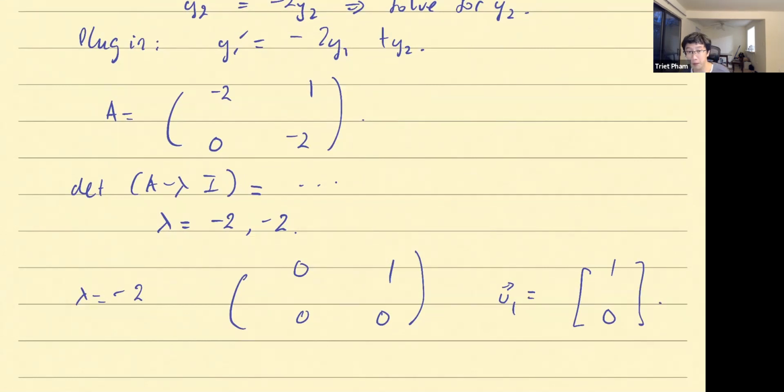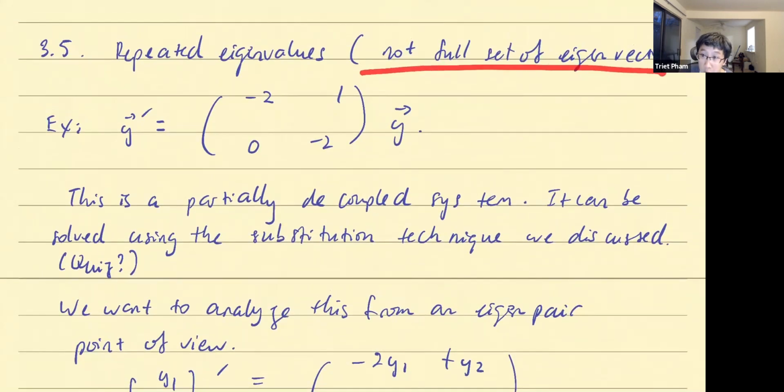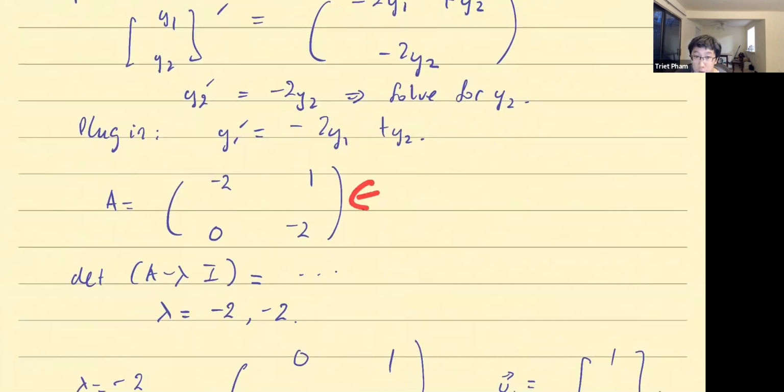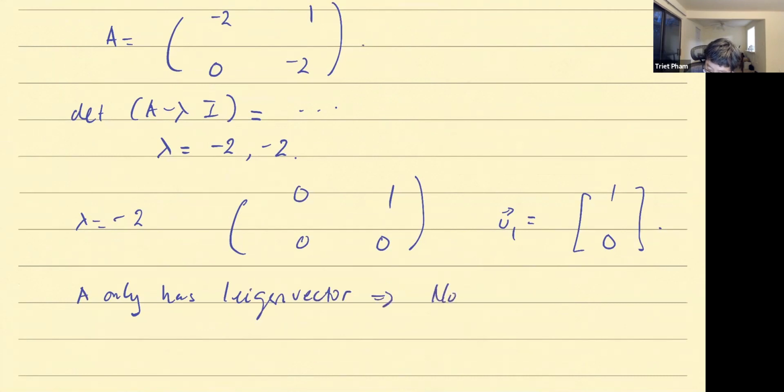Is that okay? So that exactly is what we mean by not a full set of eigenvectors. Because here, if you have a 2 by 2, a full set of eigenvectors means you need to have two eigenvectors, however you obtain that. Here, you only have one eigenvector. So that's what I mean by not a full set of eigenvectors. I repeat, A only has one eigenvector. So this is why I call it not a full set.